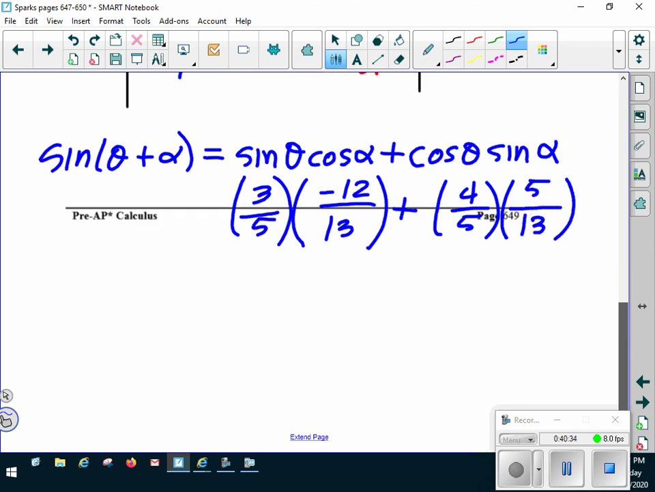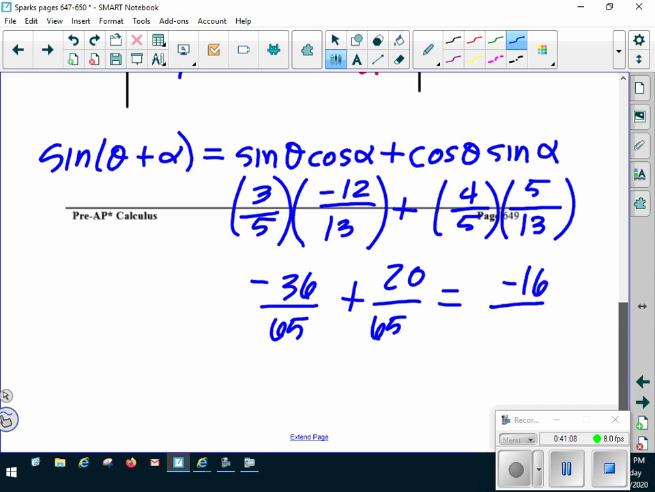Now here's what I don't want you to do. Don't be so excited that the 5's will factor out and this is 4/13, because you have to go back and get another common denominator anyway. You've already got common denominators, so don't screw up a good thing. So what does this give you? Negative 36/65 plus 20/65 equals negative 16/65. There you go.